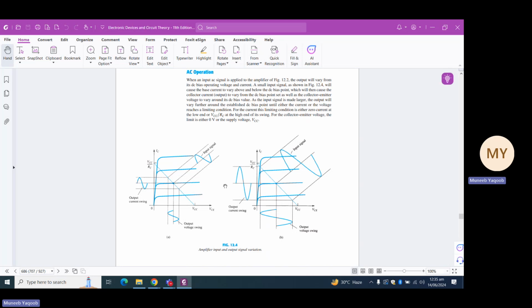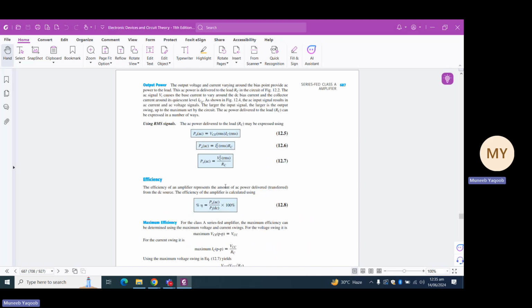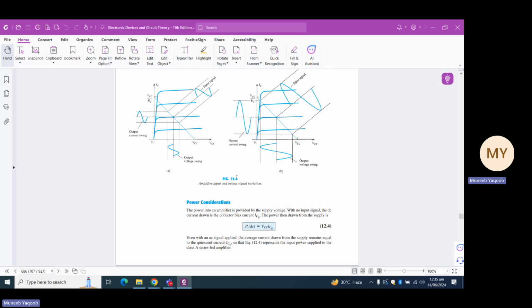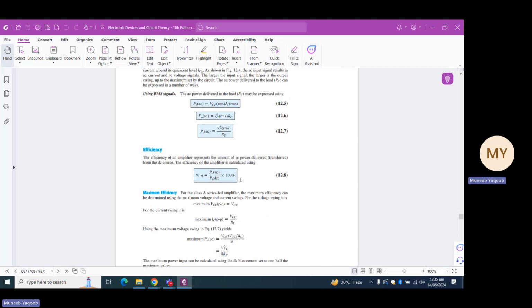So the output is having a 180-degree phase shift from the input signal. Now coming to the power considerations, since the input power, or the DC power, is basically VCC times ICQ. So we can write it like PI equals VCC into ICQ, where ICQ is basically the collector current at the quiescent point. Now, output power, which is an AC power, is basically VCE RMS times IC RMS.